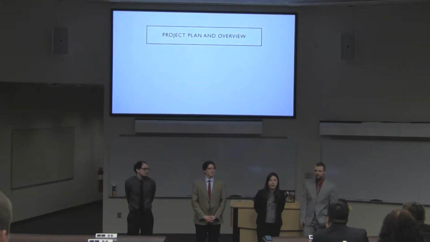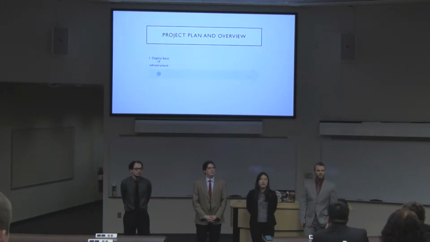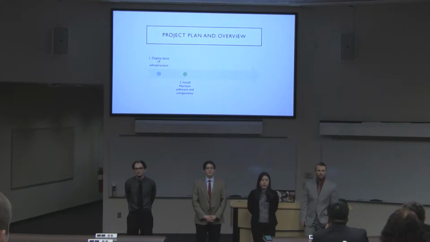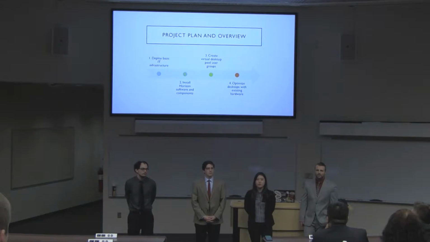So this is the project plan and overview. First, we deploy the basic IT infrastructure we went over, and then we install the VMware Horizons and its components required. And then we create the 3 desktop user groups: admin, end user, and kiosk. Then finally, we optimize the desktop for the best user experience with scalability.